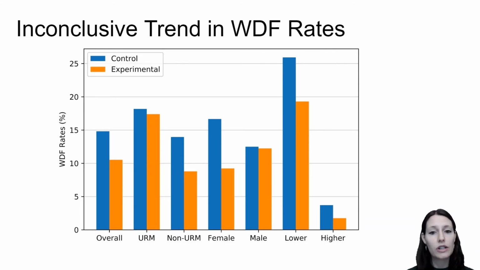So here, unfortunately, we saw there was no clear evidence that there was a significant difference between WDF rates for these different groups in the control and experimental sections. While it was inconclusive and there is no clear evidence, there is a lot of suggestive stuff. As you can see, in all cases, the WDF rates are lower in the experimental section, and it may be that we just didn't have enough students involved in this study and our N was too small.